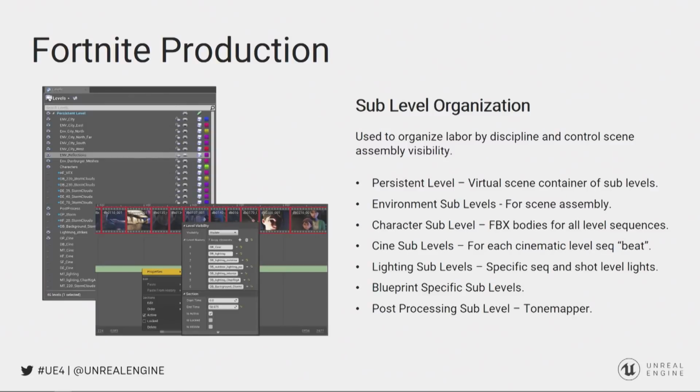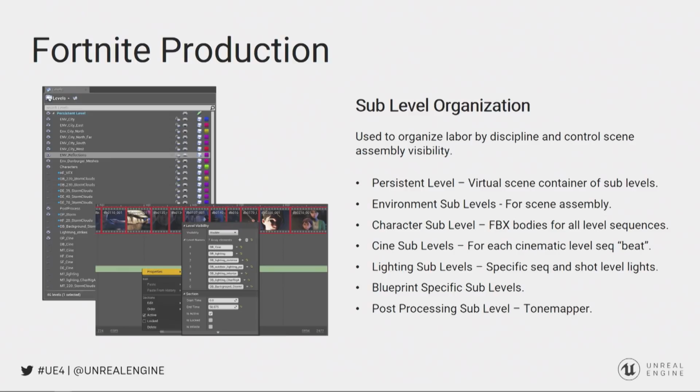Okay, we've looked at these particular production improvements. We've got to get back into Fortnite and how things were constructed. So now, during production for the Fortnite trailer, they created a number of sub-level organizations in order to organize their data not only by task, but by department. There was a persistent level that we used as the primary scene container, and that holds all of those particular sub-levels.